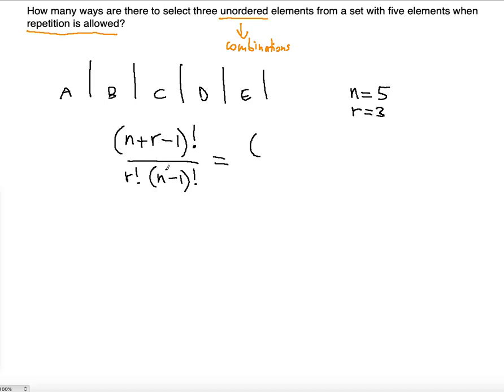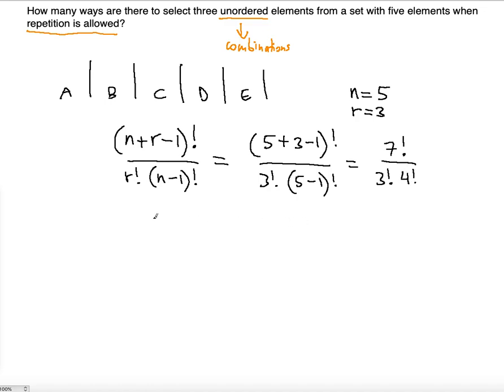Okay, r combinations. So now r is equal to 3, so we will have 5 plus 3 minus 1 factorial divided by 3 factorial, because that's the r value, and then 5 minus 1 factorial. So this happens to be 7 factorial divided by 3 factorial times 4 factorial. So this is equal to 7 times 6 times 5 times 4 times 3 times 2 times 1 divided by 3 times 2 times 1 times 4 times 3 times 2 times 1.